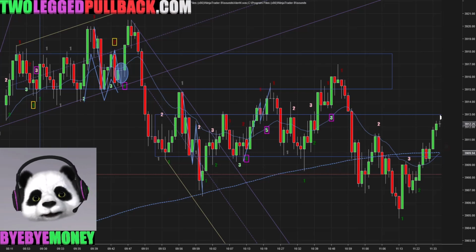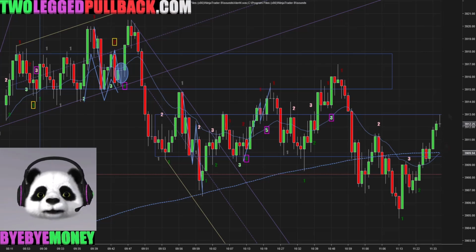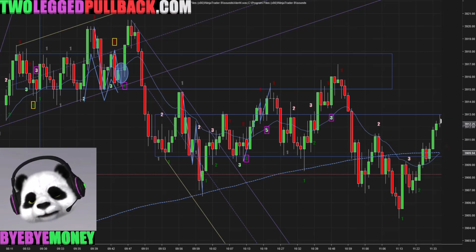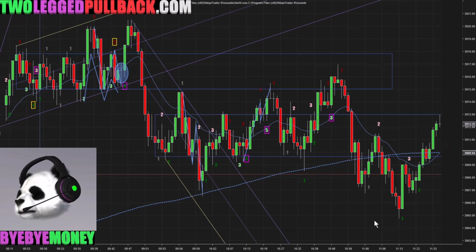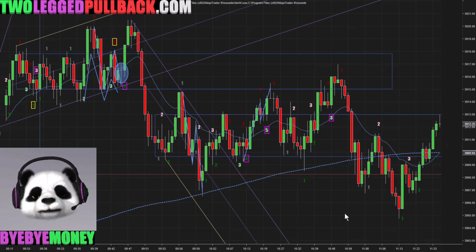Straight up, it touched it, poked it, and then came back down. So this, for some, could be considered okay. It's time to go short. We hit the top of the trading range once again. But again, I know this sounds repetitive. That's the beauty of price action trading. You repeat things, and good things should happen sooner or later.